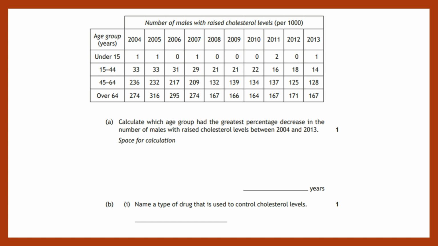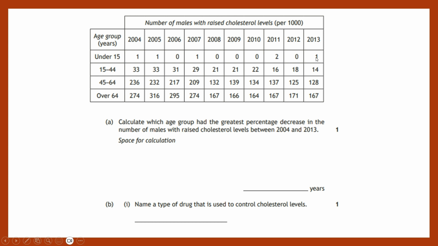You were asked to calculate which age group had the greatest percentage decrease in the number of males with raised cholesterol between 2004 and 2013. So it's a percentage change question. You will need to work it out for the different age groups and see which one is the greatest decrease. So 2004 will be your starting or original value. 2013 will be your final value. So you need to find the difference between 2004 and 2013.